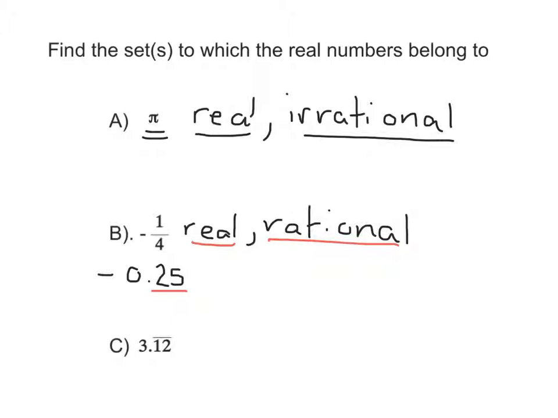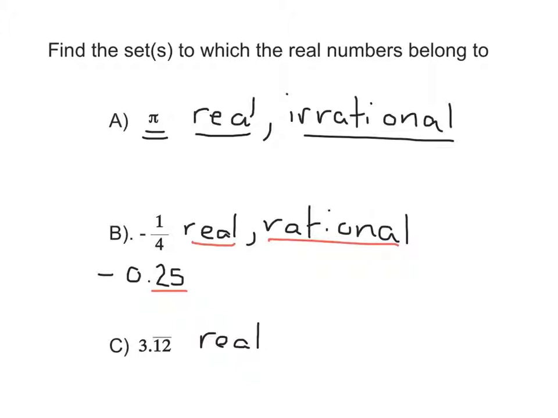Now, 3.12 repeating. Like I mentioned before, it's definitely a real. Can't be a counting number or natural number because it's not a whole number. It cannot be a whole number because it's a decimal. It cannot be an integer because it's not a whole number. Because remember, integers are whole numbers and its negative or its opposite.